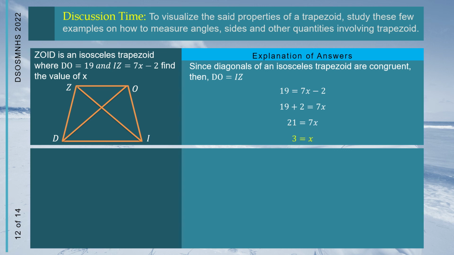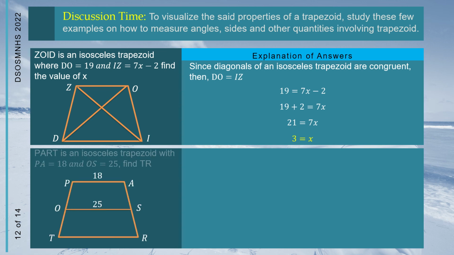Therefore x is 3. Now if the question asks you to solve for diagonal DO, it can no longer be solved since DO is already given as 19, it is not a variable. So you solve IZ instead. IZ is equal to 7x minus 2 when x is 3. So 7 times 3, 21. 21 minus 2 is 19.